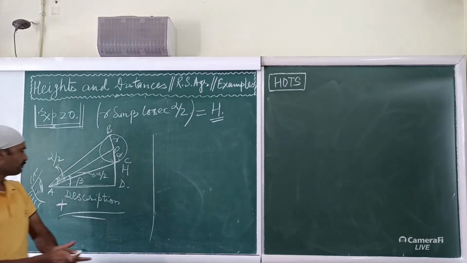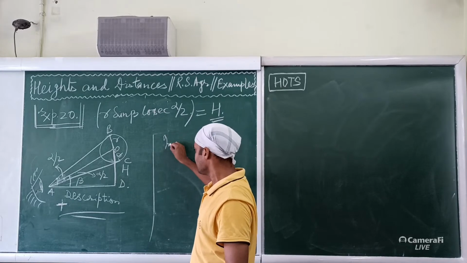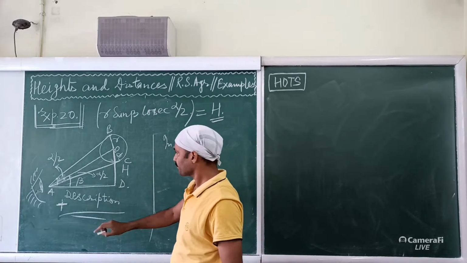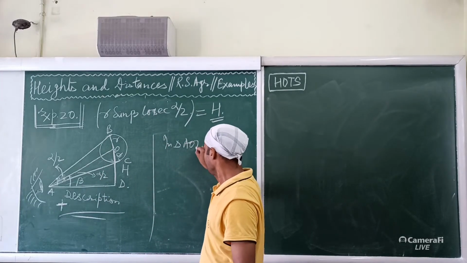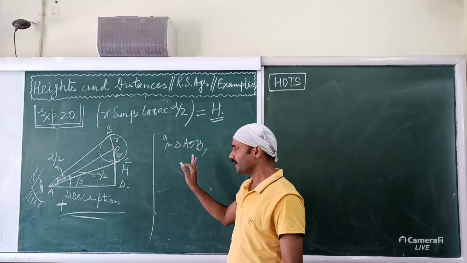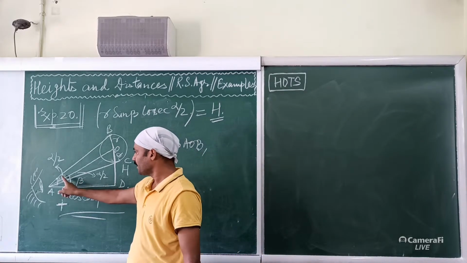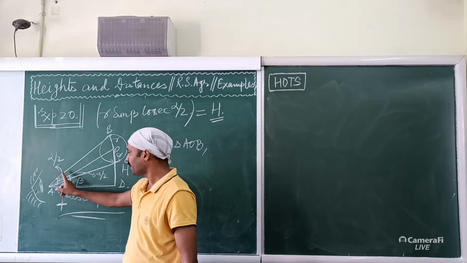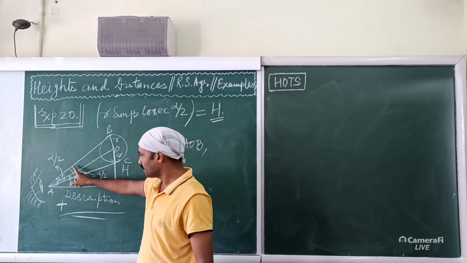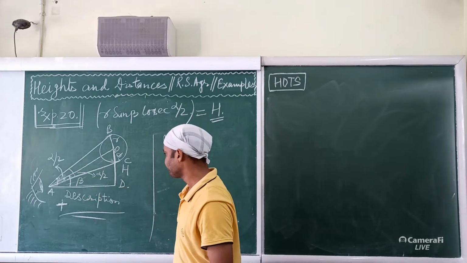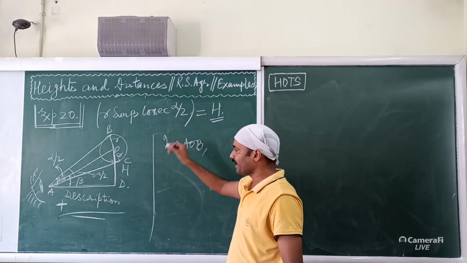Okay, see here we are doing. First I am taking triangle AOB. In triangle AOB, we have this angle alpha by 2. This whole is alpha, and this is alpha by 2 and this is alpha by 2. So in AOB we have to find cosec.